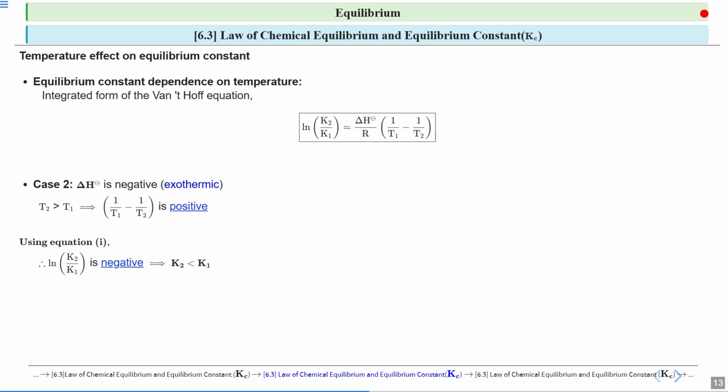So what we can say is that for an exothermic reaction, if you increase the temperature, the Kc value will decrease. See, for T1 we have a greater K1 value, as compared to the temperature T2 which has a smaller K2 value. Now this is only true for an exothermic reaction.